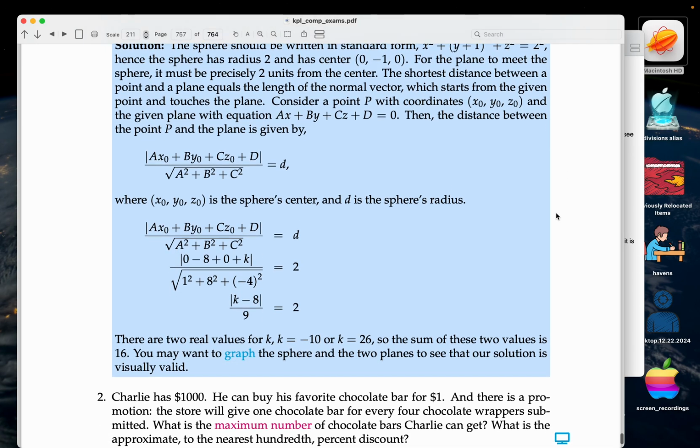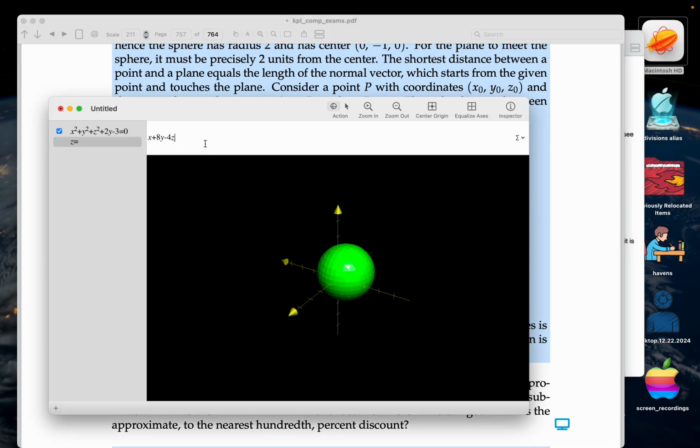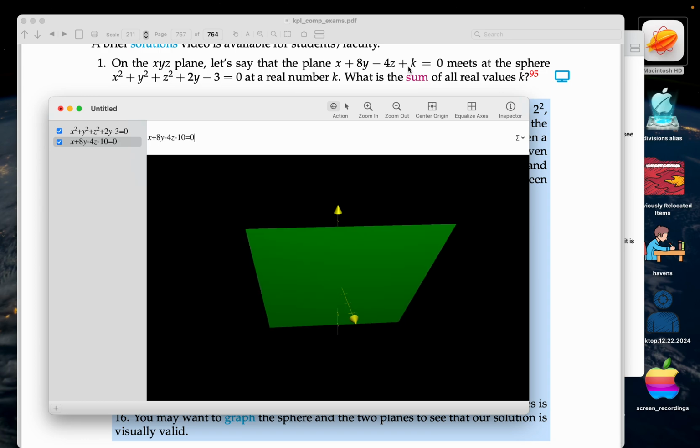Now I hope you remember we found the k's. Let me go back over here and tell you what the k's were. It was either minus 10 or 26. So I'm going to say minus 10 equals 0. Let's go back to the equation. And that's going to be, yeah, I got that. Let me hit the return button. What do I notice? There's a plane there.